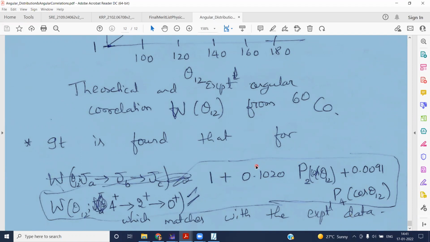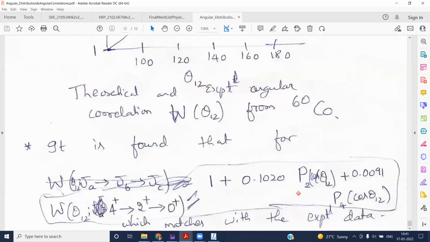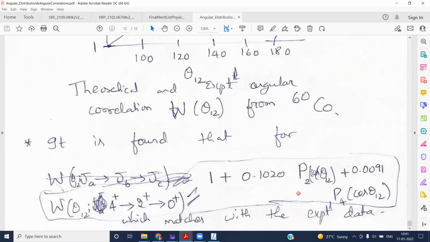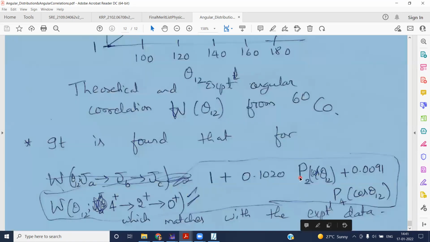And how do I know that this kind of an angular correlation function comes when I have 4+ to 2+ to 0+? That is only for this that I can fit this data. So I will say the spectroscopy is 4+, 2+ and 0+. I hope you understand what I am trying to tell you here.